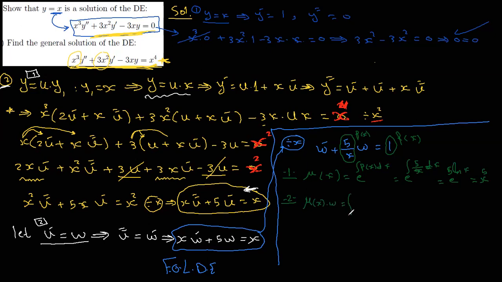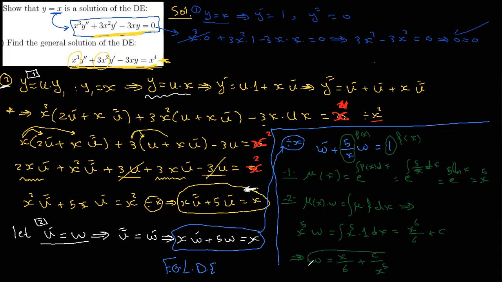Equal the integral of mu of x times f of x dx. Am I right? Let us plug in. Instead of mu x, you found x to the power 5 times your w equals the integral of x to the power 5 times your f, which is 1, dx. So this is x to the power 6 divided by 6 plus c. So your w is divided by x to the power 5, which is x over 6 plus c over x to the power 5.